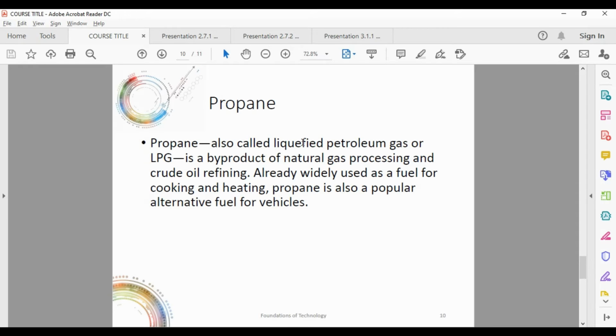Propane, also called liquefied petroleum gas or LPG, is a byproduct of natural gas processing and crude oil refining. Already widely used as fuel for cooking and heating, propane is also a popular alternative fuel for vehicles. I've never seen a propane car, but that certainly doesn't mean they don't exist. I do use propane for a lot of different things, and it's a very good source. I do enjoy my propane.